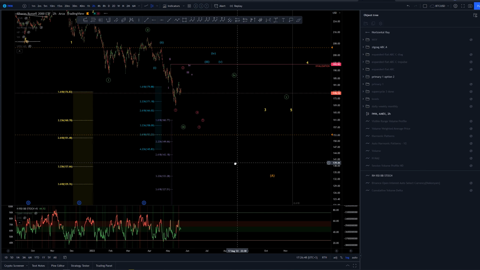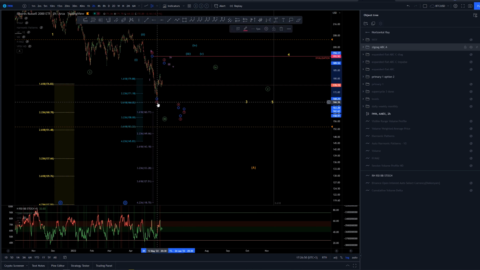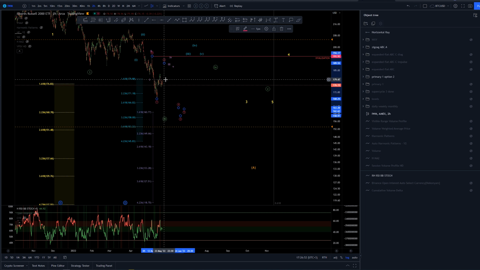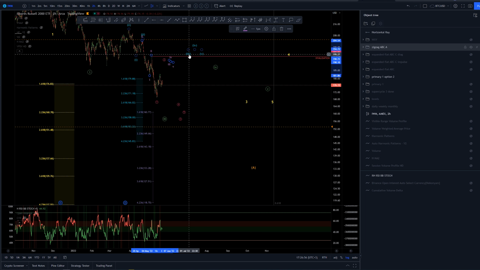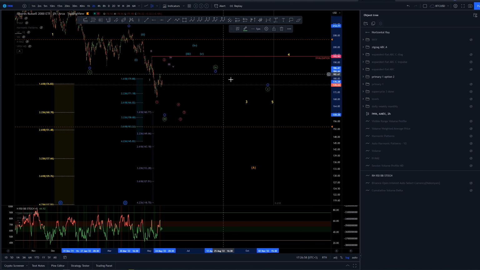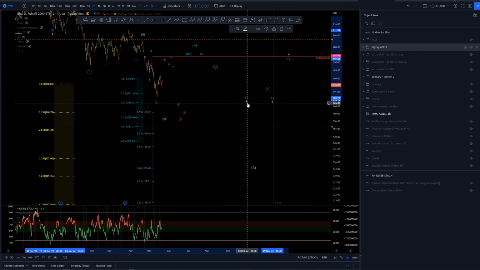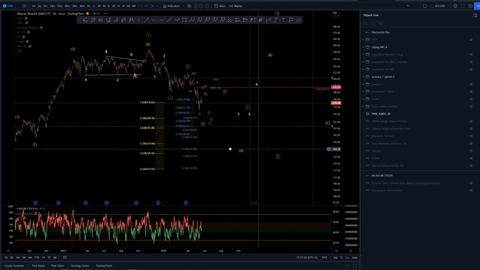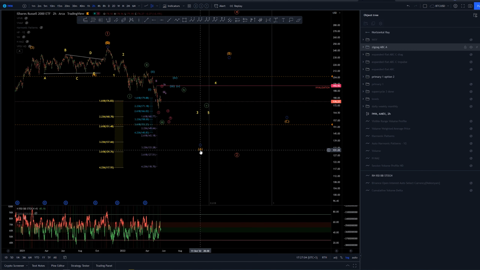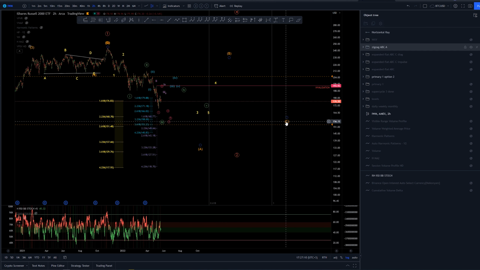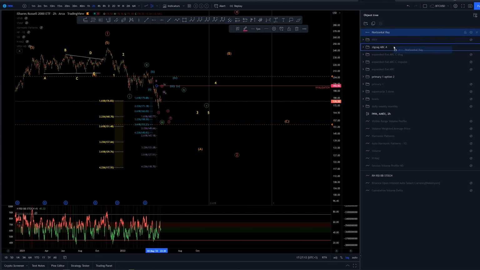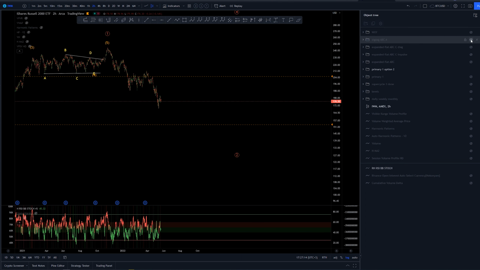But here we would be needing again to end the micro count, then we would enter the sub-minuette count, then the minuette count, then the minute count, then the minor count, and only then we would be able to finish the A wave here, as this is a 5-wave structure. Then we would be looking for the B and C. So yeah, a lot of correction to be done.